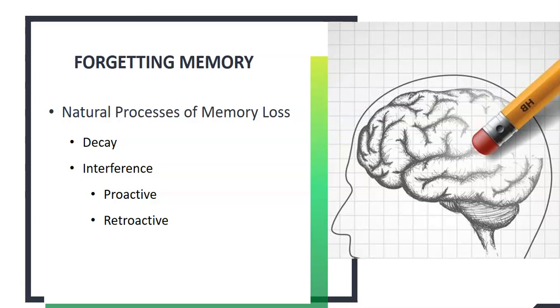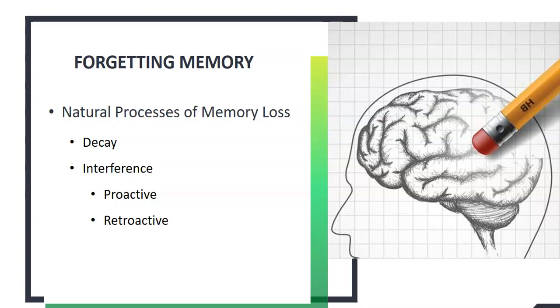Interference also happens and can cause memory loss. Retroactive interference is what happens when a new memory gets in the way of you remembering an older memory. So, for example, if you knew how to speak French and then tried to learn to speak Spanish, your knowledge of French would hamper your ability to learn Spanish. You might accidentally even use French words when attempting to speak in Spanish.